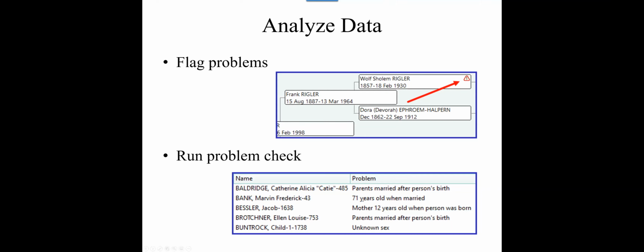when something like that happens, you might want to know about it so you can check out and make sure you really meant it. By the way, if these are valid, you can tell the software, don't show me this again, it's actually correct. Here's one that it picked up that is almost certainly a mistake. It is highly unlikely that Jacob Bessler was born to a mother who was only 12 years old. Maybe possible, but highly unlikely.